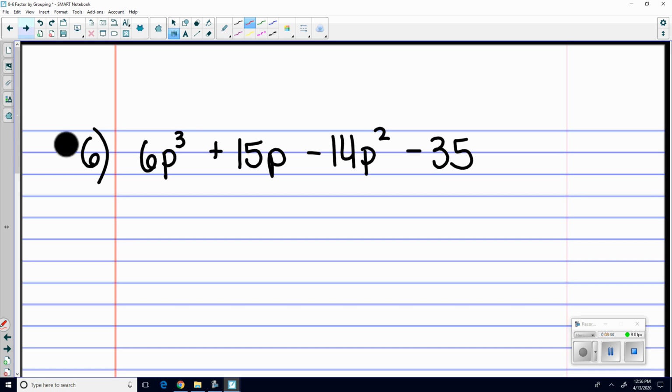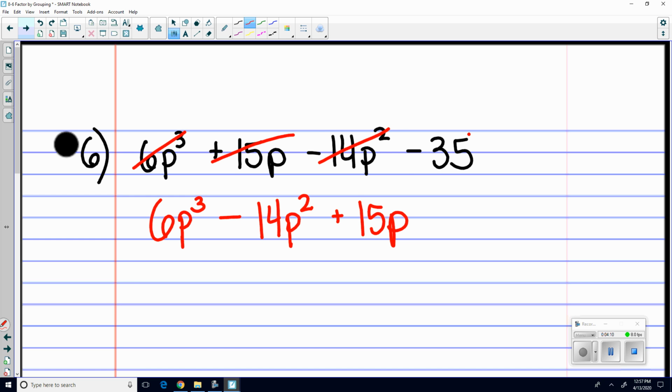All right, number 2. Again, it's rewritten with 4 terms. But I see this time they are not in standard form. It will work if you don't put it in standard form, but a good rule of thumb is to put it in standard form. So I'm going to rewrite this in standard form. So in standard form, 6p cubed is my biggest term, but then my next biggest one would be minus 14p squared. And then plus 15p, and then minus 35.